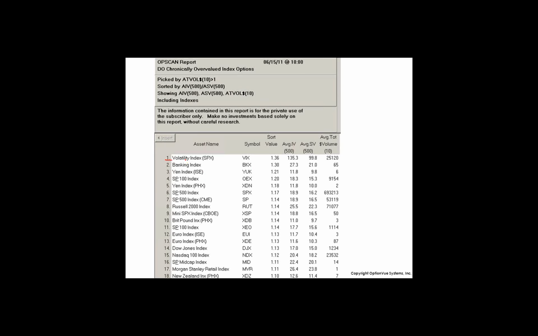Of course, the VIX is at the top, and I don't want to talk about VIX. I know a lot of people like to talk about the VIX, but in terms of this stuff and modeling the options, the underlying really isn't like a stock with a typical distribution. You have a different situation going on there.